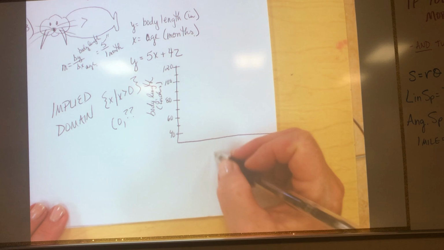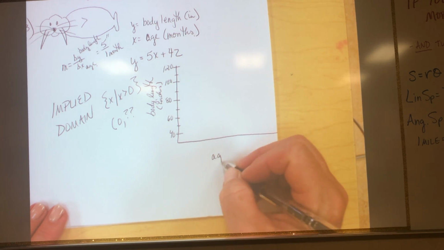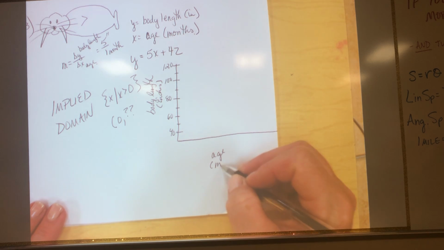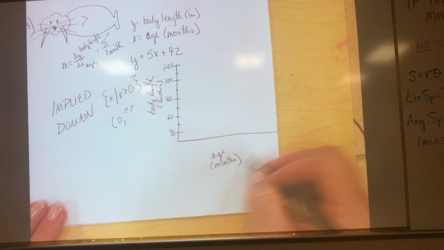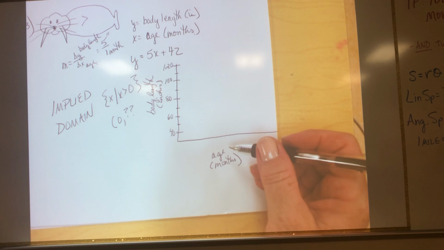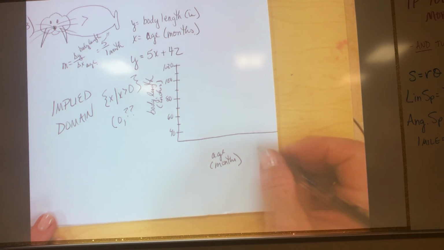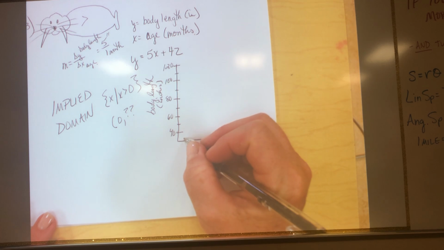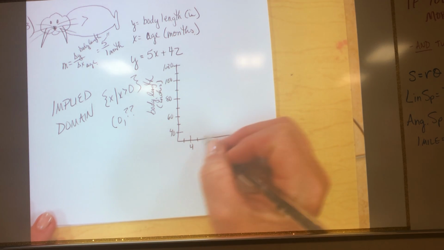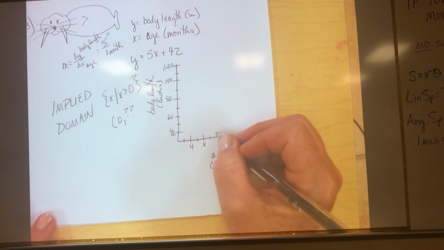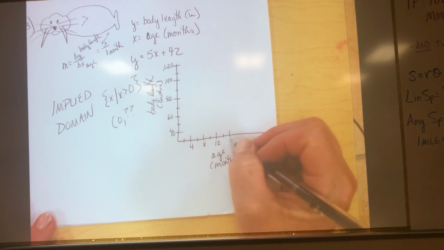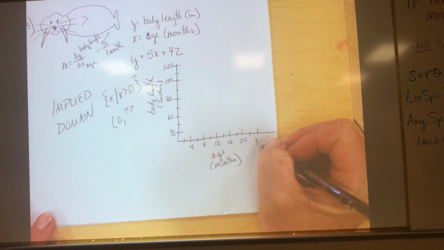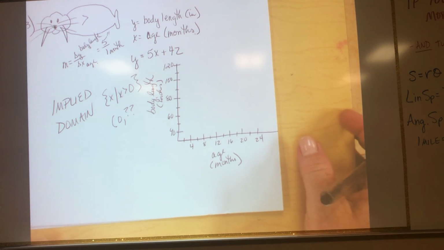Down here I have his age. That's on the x-axis. See, that's that time thing again. And that's in months. I'm just going to go by twos, and I'm going to take him out till he's 2 years old. So 2, 4, 6, 8, 10, 12, 14, 16, 18, 20, 22, and 24. So he's 2 right there.